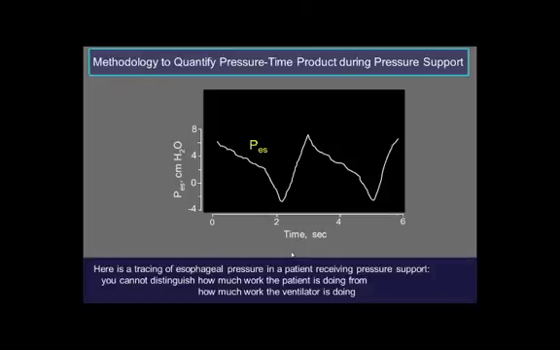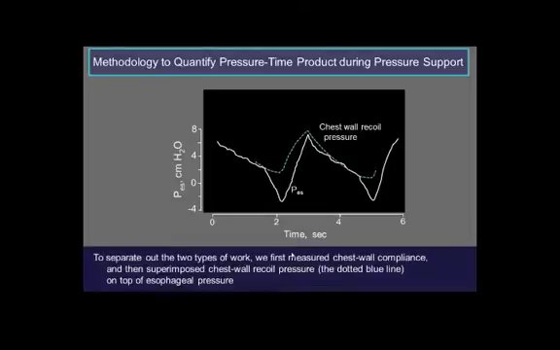So here is a tracing of esophageal pressure in a patient receiving pressure support. With the balloons in place, there's no way you can distinguish what the patient is doing from what the ventilator is doing. It's completely impossible. And obviously our eyes are vastly inferior to an esophageal balloon. If you can't do it with esophageal balloons, there's no way you can do it with a human eye.